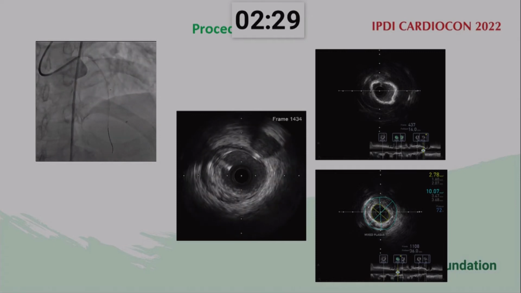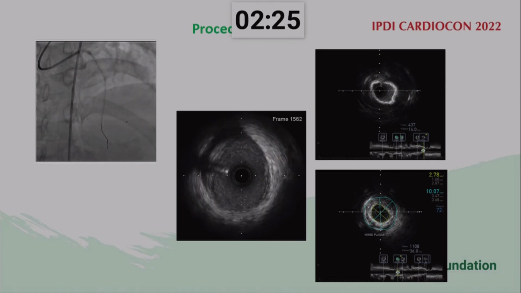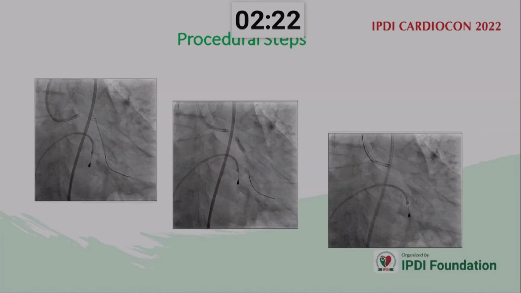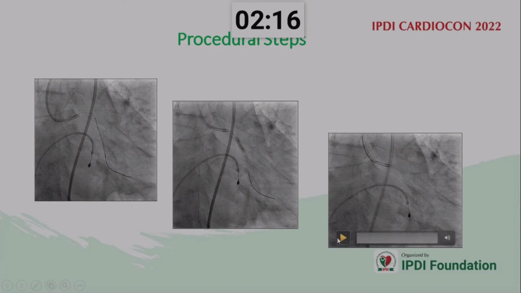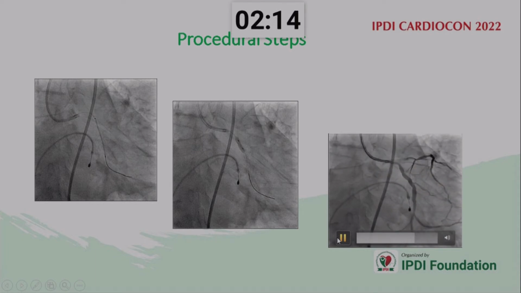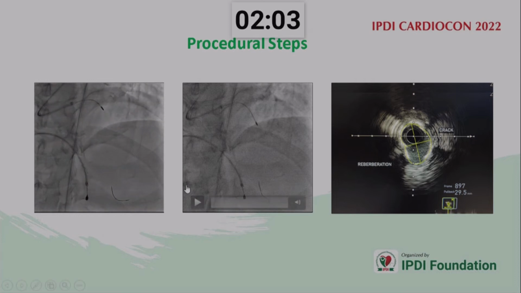But the patient also had LCX disease, and at that time the rota was not ready in our cath lab, so we quickly switched to fix our LCX lesion with a 2.5 into 34 millimeter stent. Then again we came back to the LAD, and rota was done with a 1.5 rota burr at 160 RPM.